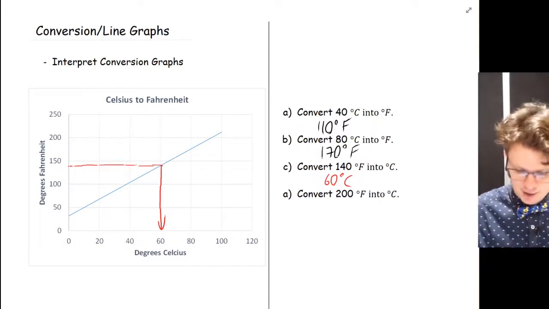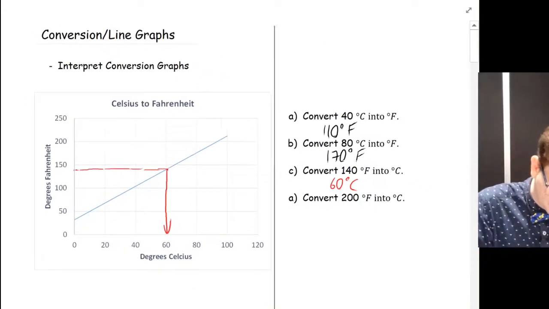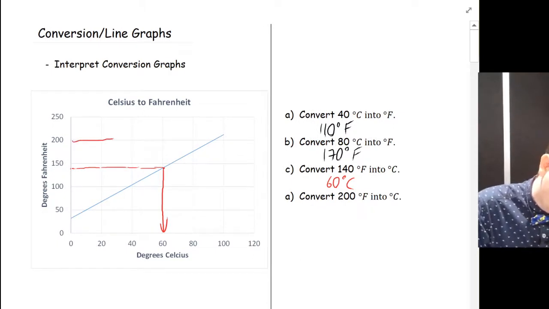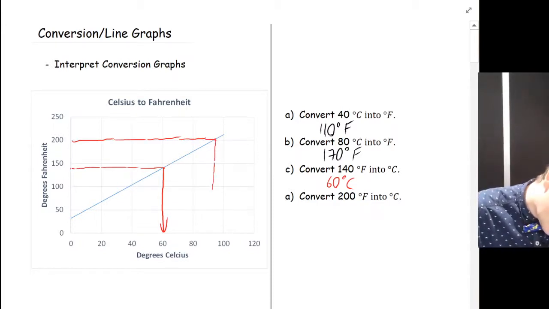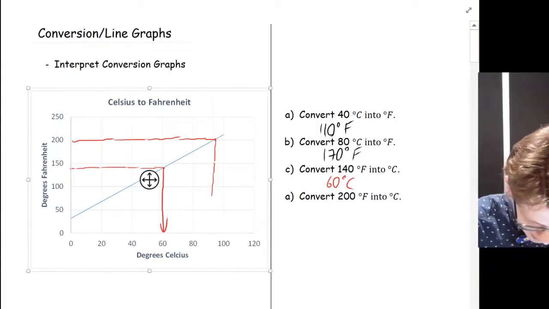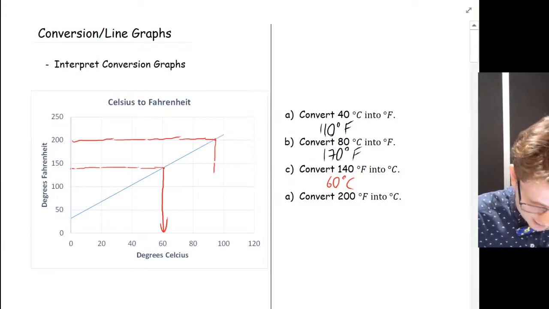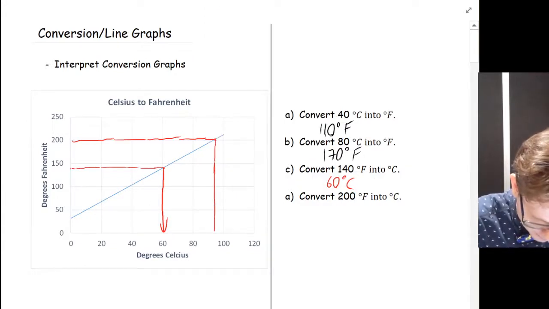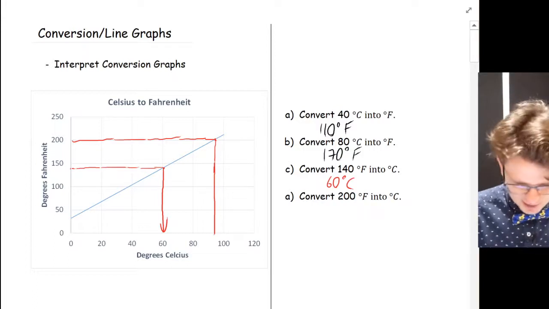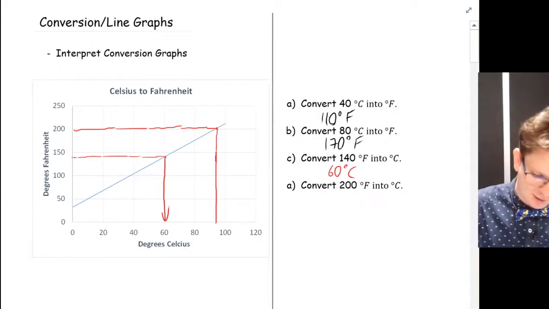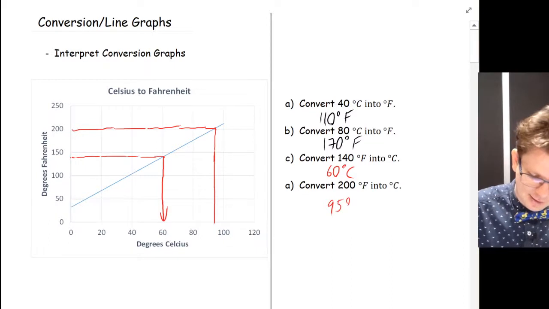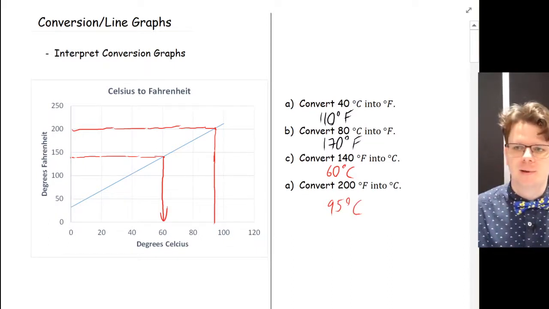And I'll do the next one, 200 degrees. So we're going to go across, across, across, 200, all the way across till we hit here, heading down, down, down. Oh, that angled a little bit. I should probably try to go a little bit more down. Alrighty, and I'm going to say it was more than 90, so let's say about 95 degrees Celsius. Alrighty, so that's how you would convert it using this chart.